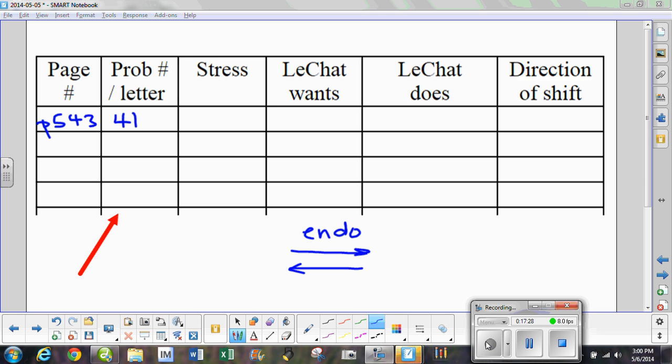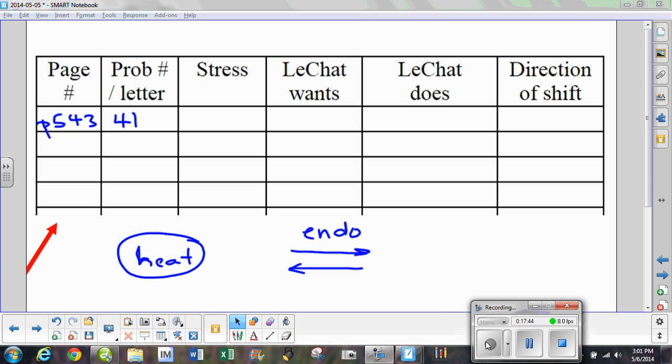Does it say absorb? It does, doesn't it? So, absorbing means that heat has to be on the left because it's like a reactant. So, heat is going to be over here. Is that all together? Yes, it is. Good. Okay, so what's the stress?